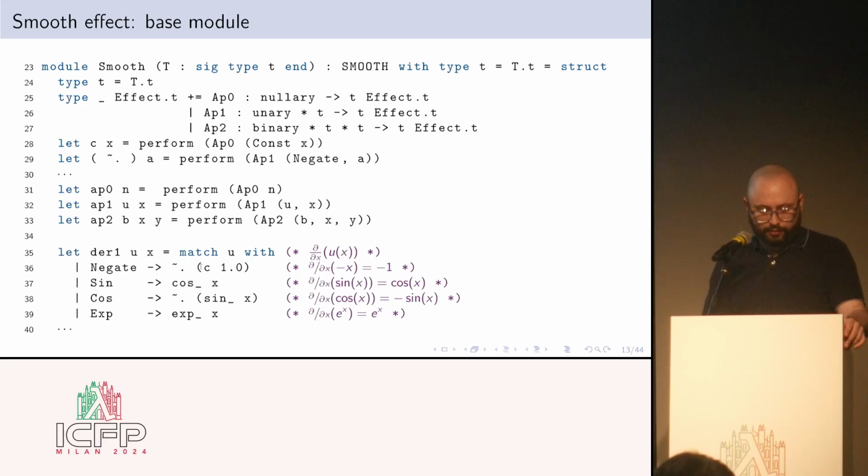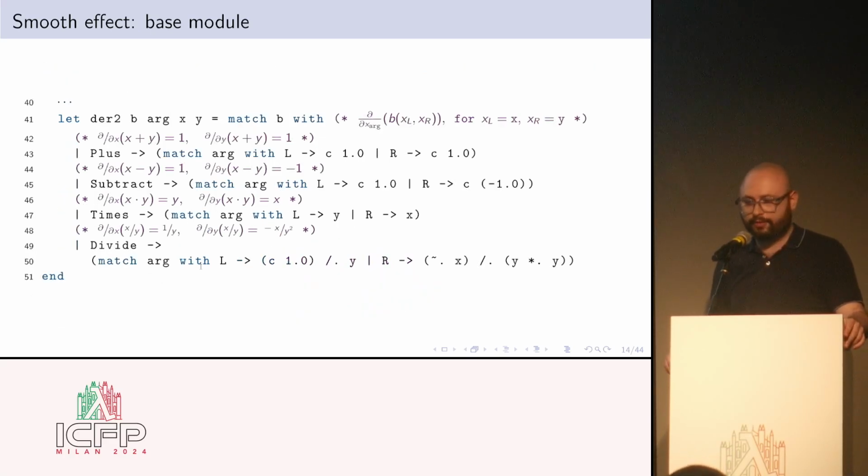So that's the derivative of the unary functions, and we also have derivatives of the binary functions. So for example, for multiplication down here, the derivative of x times y with respect to x is just y. The derivative of x times y with respect to y is just x, so on and so forth. Okay, so we have our base module.